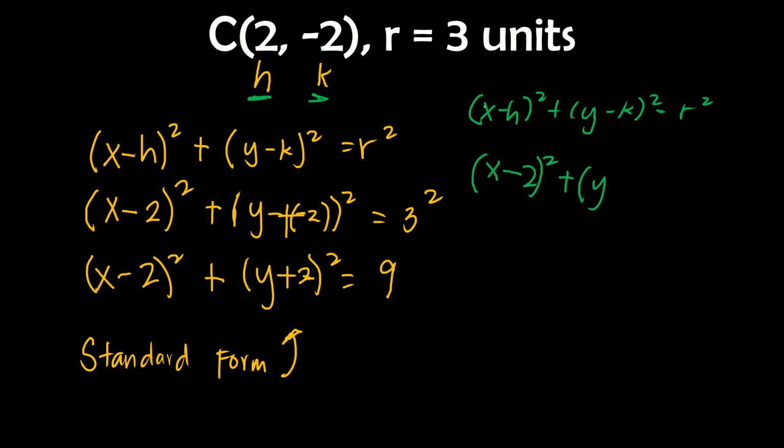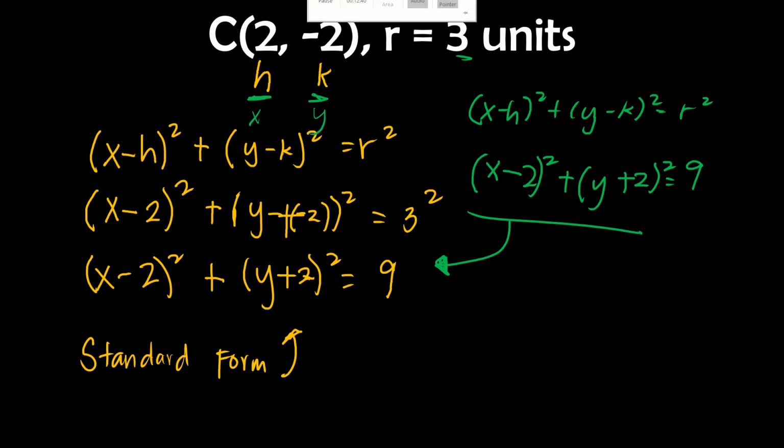Plus y, ang k natin ay negative 2. Kabaliktaran ng negative 2 is positive 2. Squared equals r squared. Ano ba yung r natin? R is 3. Ang multiply sa sarili, 3 times 3, 9. That is the standard form. Parehas lang naman po, di ba? So, pwede pong ganun na lang yung gawin. Tandaan, ang kapartner ng h ay si x, kapartner ng k ay si y.